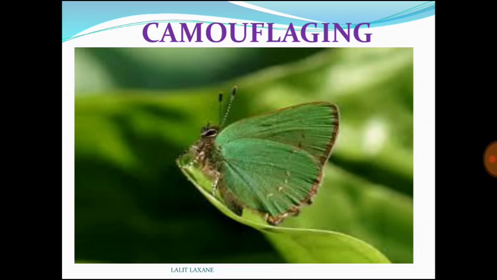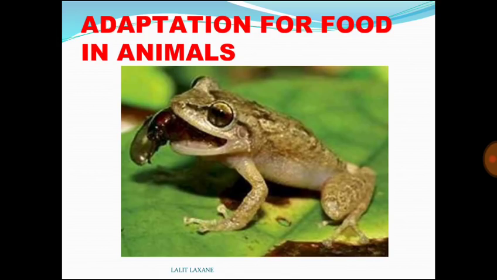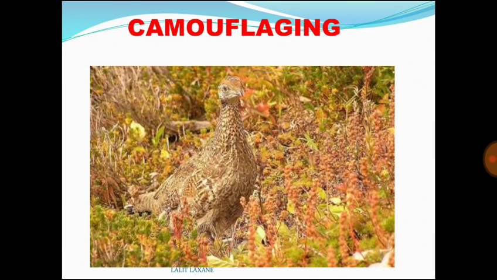Adaptations for blending with the surroundings. We cannot easily spot colorful butterflies, lizards, grasshoppers. They get camouflaged amidst grasses, parts of plants like stem, leaves, flowers, etc. That is because their colors blend with those of their surroundings.